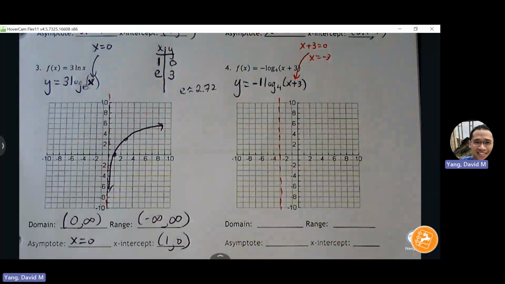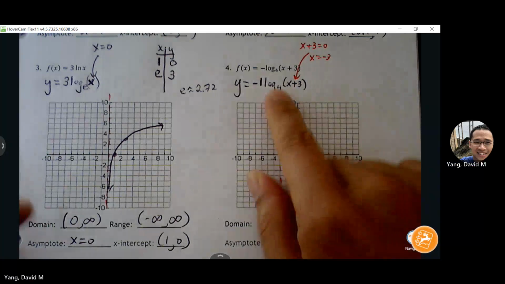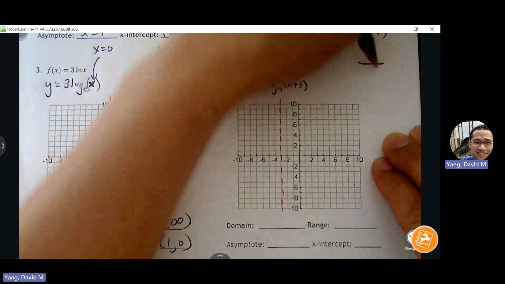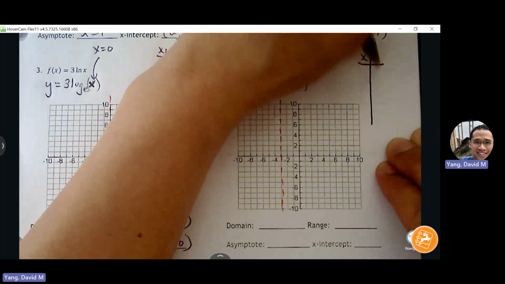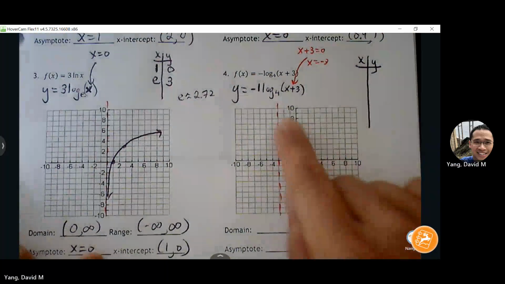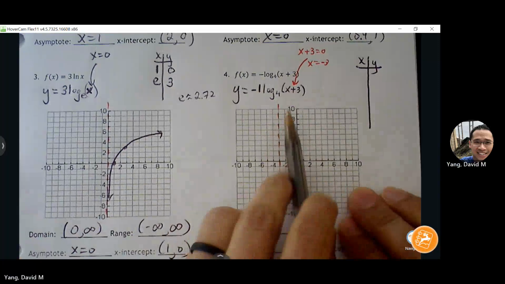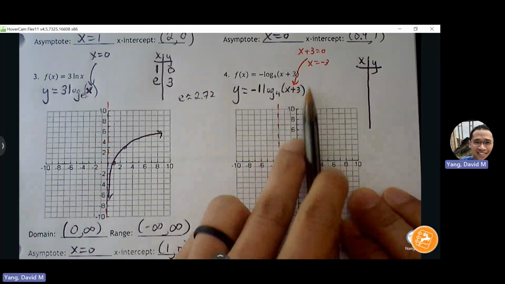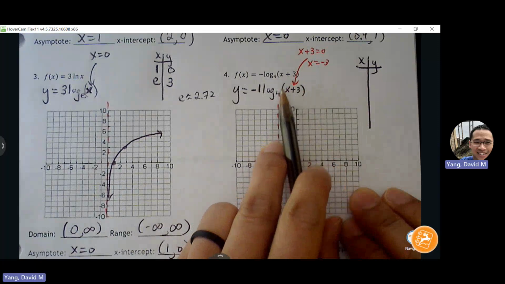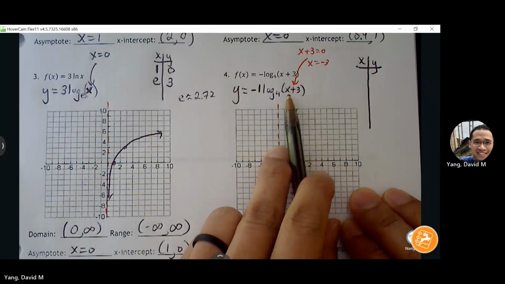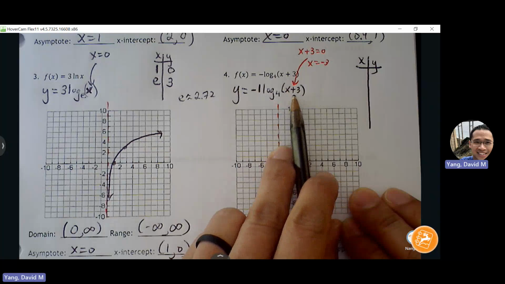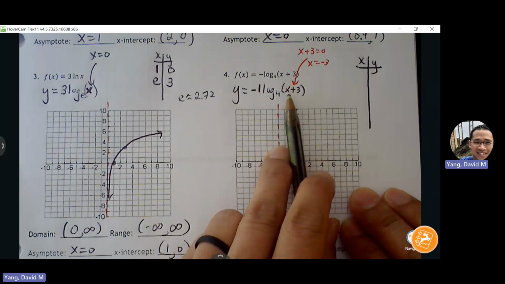That's right. All your log functions have vertical asymptotes because exponentials have horizontal asymptotes. They're always going to be that flip-flop relationship. So create my table of values. All I need is 2 ordered pairs. What can I choose for x that will help me get to my first property here? Negative 3 will be 0. Negative 2, good.